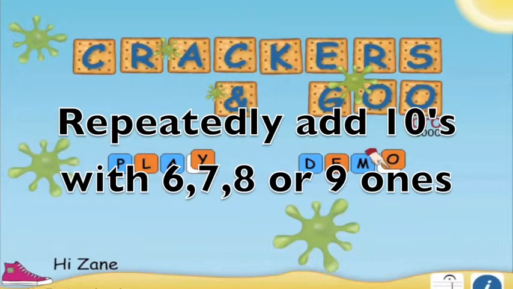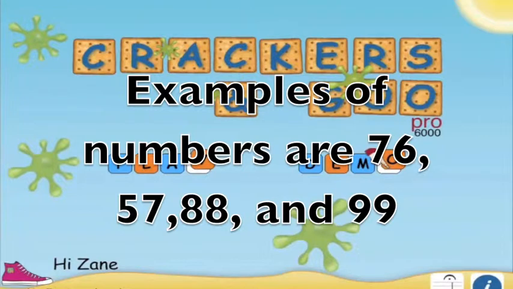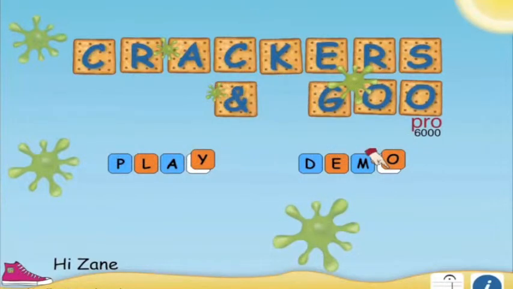In this video we will explore math strategies to repeatedly add numbers that are tens with 6, 7, 8, or 9 ones. Examples of these numbers are 76, 57, 88, and 99. There are many more. The strategies you will learn in this video will enable you to be more quick and accurate when repeatedly adding or multiplying these numbers.